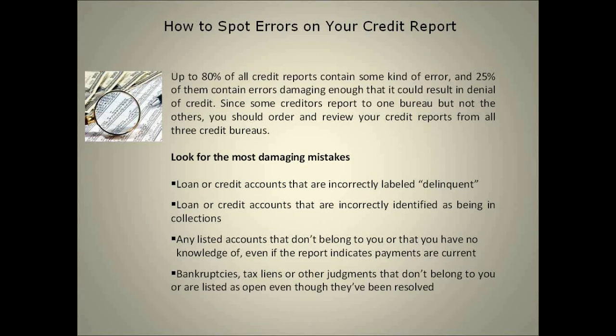Look for the most damaging mistakes when you're reviewing your credit report. Look for loans and credit accounts that are incorrectly labeled delinquent. Look for loans or credit accounts that are incorrectly identified as being in collections. Look for any listed accounts that don't belong to you or that you have no knowledge of, even if the report indicates payments are current. Look for bankruptcies, tax liens, or other judgments that don't belong to you or are listed as open even though they have been resolved.